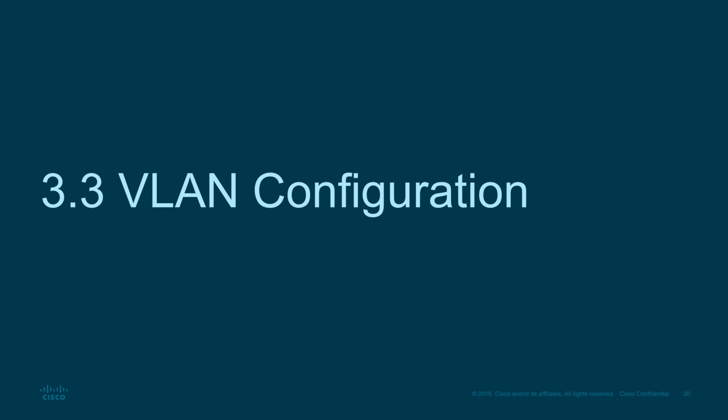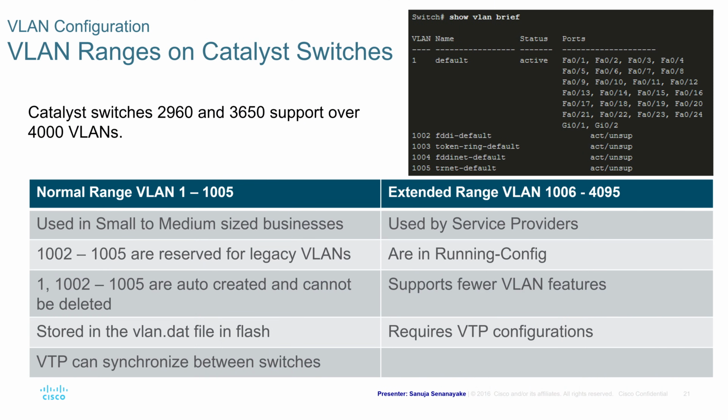Next, we will look at how we can configure VLANs on Cisco devices. First, VLAN ranges on Catalyst switches. Catalyst switches are basically Cisco switches. They are manufactured by Cisco, and the Catalyst 2960 and 3650 switches support over 4,000 VLANs. That is way more than you would need for any of your networks.